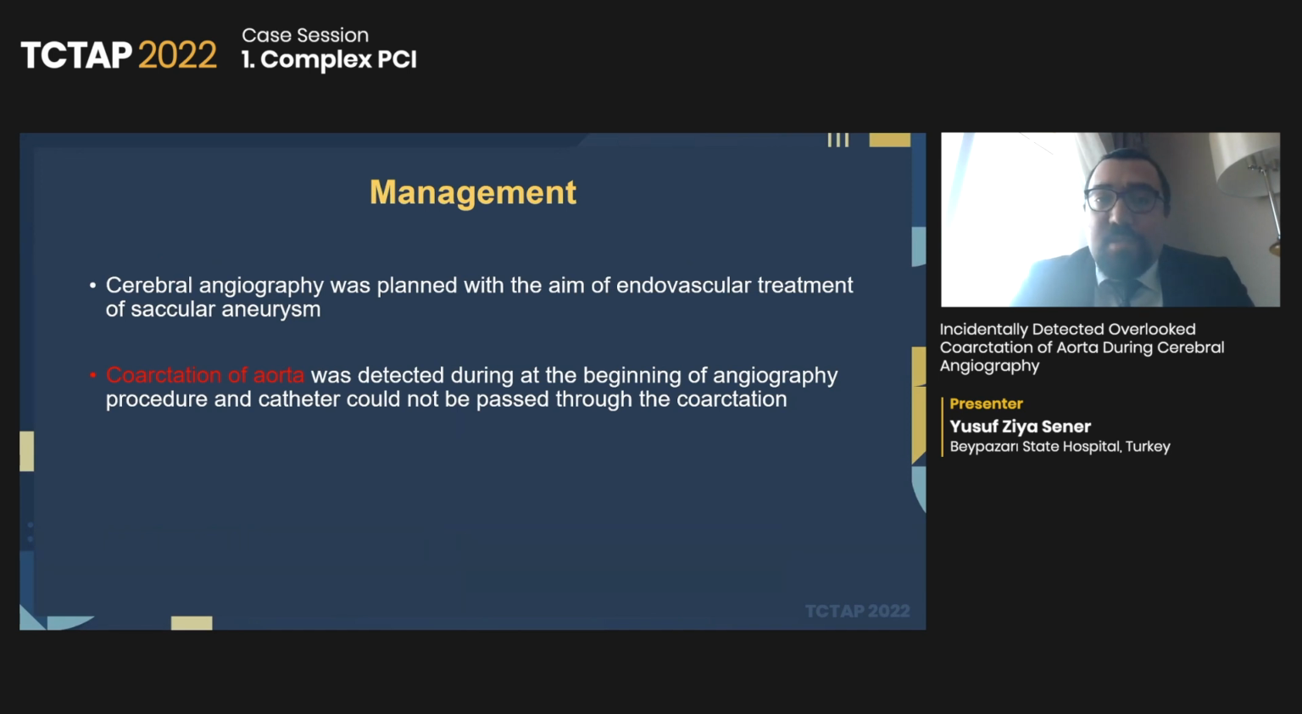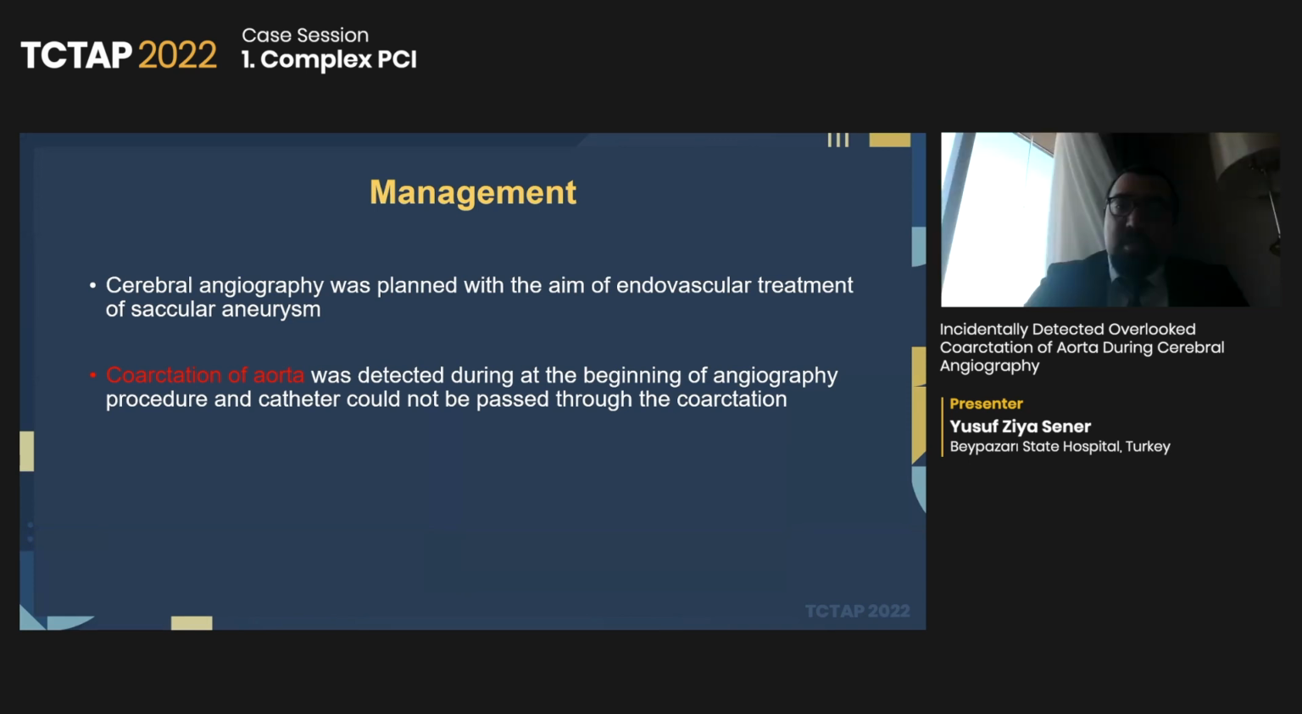Cerebral angiography was planned with the aim of endovascular treatment of the saccular aneurysm, but coarctation of the aorta was detected at the beginning of the angiographic procedure, and the catheter couldn't be passed through the coarctation.